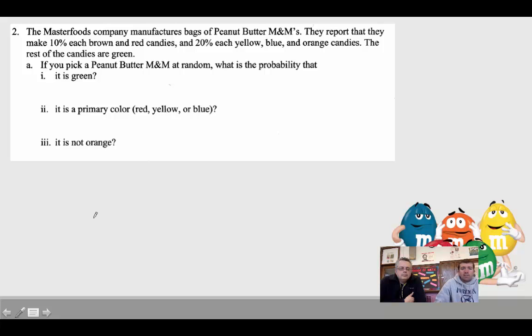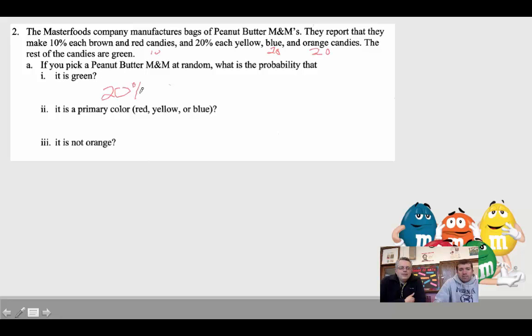Well, first of all, I like this because they're only picking 1. We'll get to the part where they're picking 2 in a second. So it was 10% brown, 10% red, 20% yellow, 20% blue, 20% orange. So that's 60, that's 80. So it looks like there's also 20% that are green. All right. So what's the probability of green?